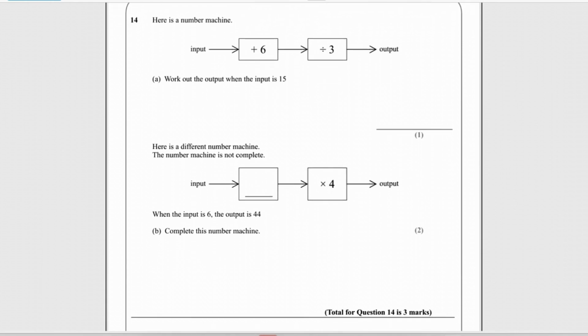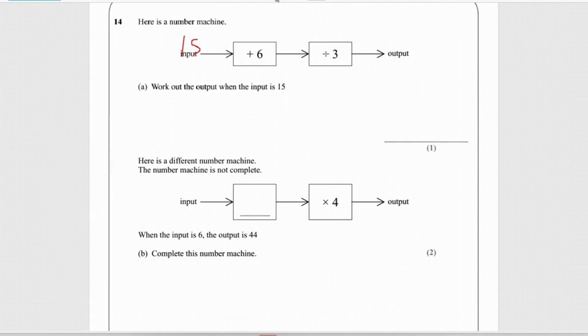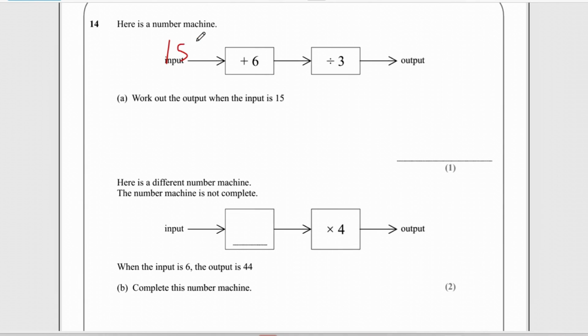14. We have a number machine. When the input is 15, you just put in 15 right here. So the input is 15. 15 plus 6 is 21. 21 divided by 3 is 7. So that's 7. Now, here is a different machine. When the input is 6, the output is 44.